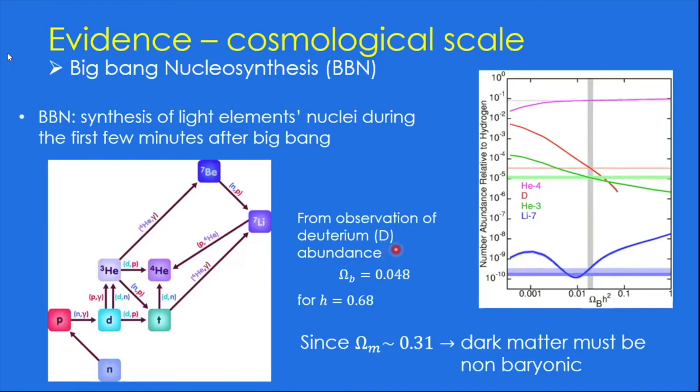0.02, consistent with the CMB result. And using a Hubble constant of 0.668, we end up with omega baryon of 0.05. But we learned that omega matter is 0.31, so there is a gap here that should be non-baryonic matter, or dark matter. That makes the non-baryonic dark matter.